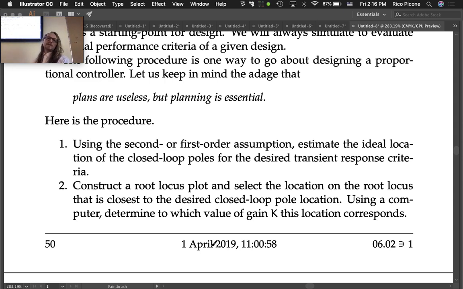2, construct a root locus plot and select the location on the root locus that is closest to the desired closed loop pole location. Using a computer, determine to which value of gain this location corresponds. So that's the MATLAB little data cursor that tells you what gain corresponds to that location on the root locus.